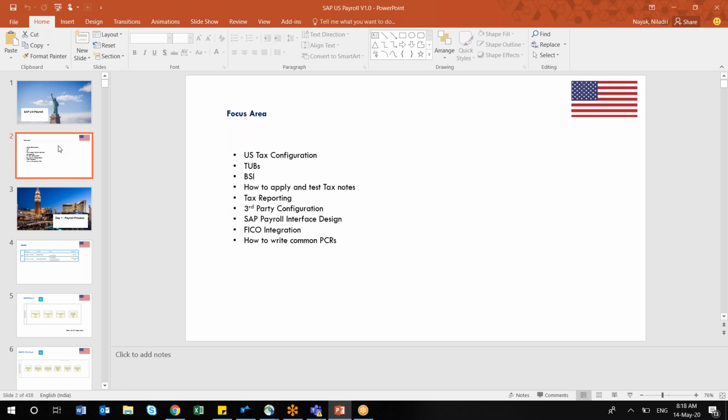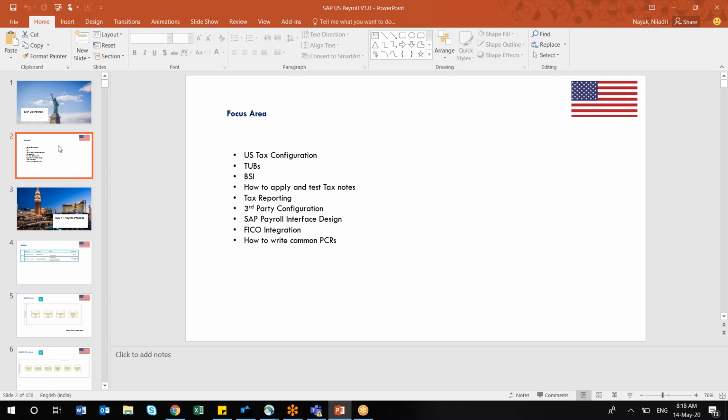And also, as we have already covered the EC payroll part, I will connect with that, because most organizations will be moving from tax factory BSI to cloud BSI. So we will be focusing on that area. Then I'll guide you on how to apply those tax specific notes and how to test them. Then we'll see the different third-party configurations like ADP. I'll give one example. Mostly in the US, they use ADP for third-party configurations.